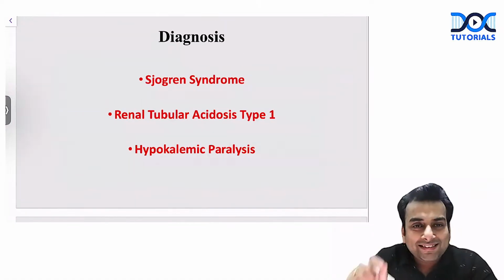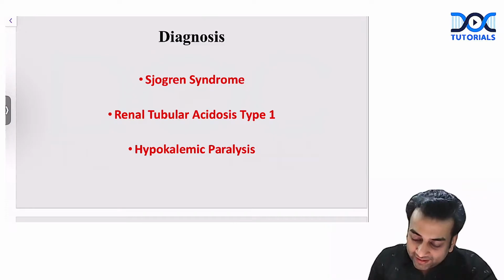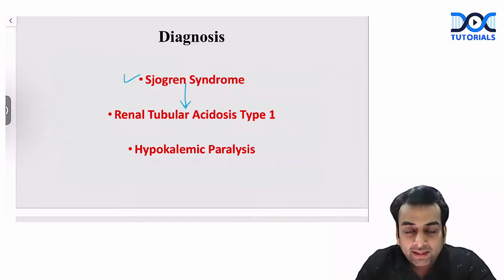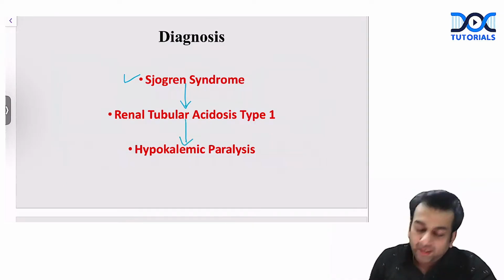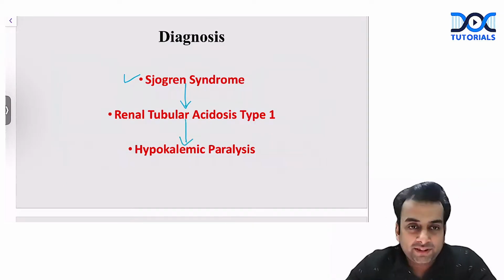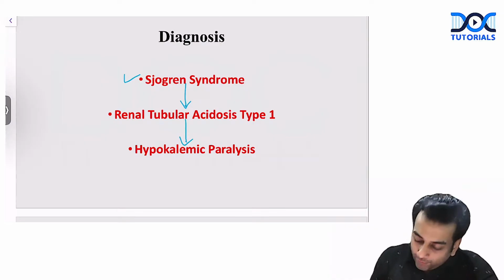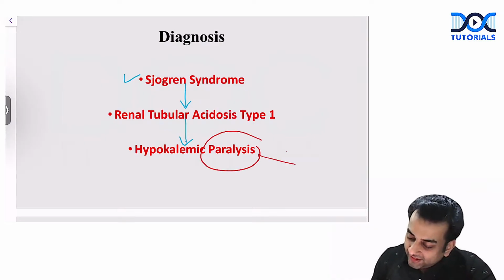So the final diagnosis in our patient is Sjogren syndrome leading to type 1 RTA, which led to severe hypokalemia and paralysis in our patient. So the beauty is your patient will come to you with this last part.